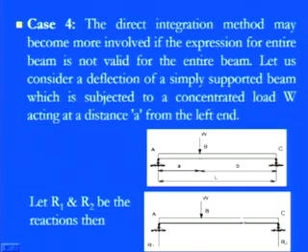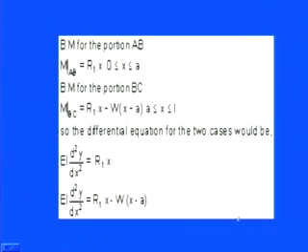So this is a complete configuration of this particular problem, and now you see if you want to find out the bending moment for the portion AB, that means you see the beginning portion, right from left to this portion where the W is there, M_AB is nothing but equals to R1 into x, for 0 less than or equal to x less than or equal to a.